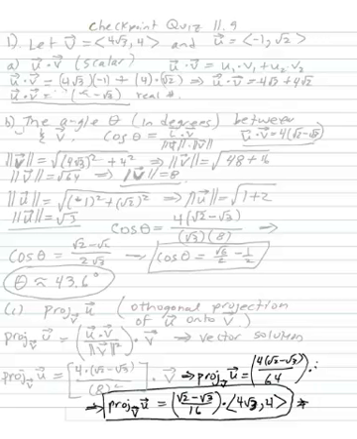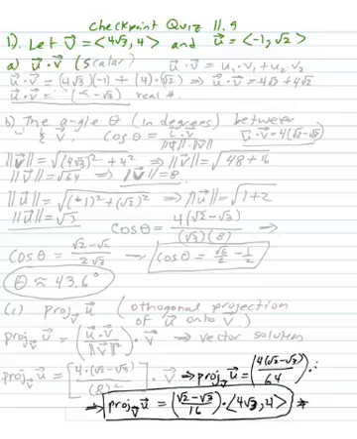Video number 1 for checkpoint quiz 11.9. Problem number 1. Let v be the vector 4 square root of 3, comma 4, and u be the vector -1, comma square root of 2. Part A, find the dot product u dot v.